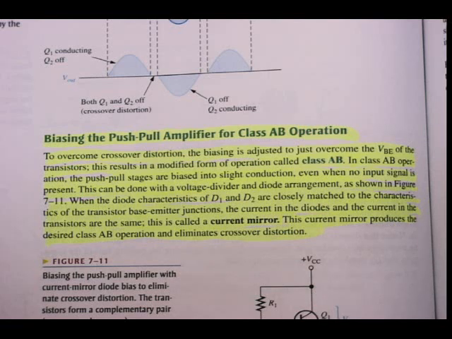This can be done with a voltage divider and diode arrangement as shown in figure 711. When the diode characteristics of D1 and D2 are closely matched to the characteristics of the transistor's base emitter junctions, the current in the diodes and the current in the transistors are the same, and this is called current mirror. This current mirror produces the desired class AB operation and eliminates crossover distortion. So it's that paragraph for a class AB operation of a push-pull amplifier, and of course also figure 711 just below that paragraph that you have to know.